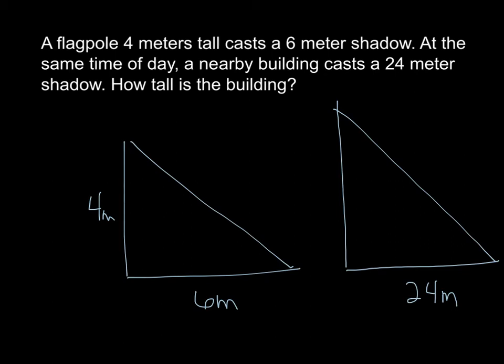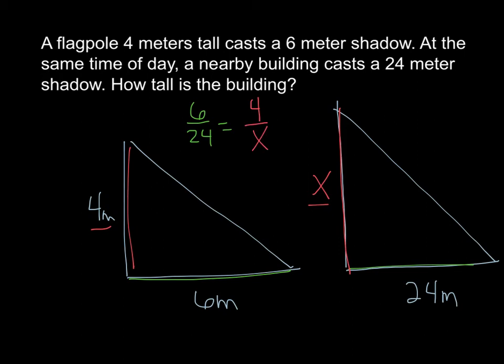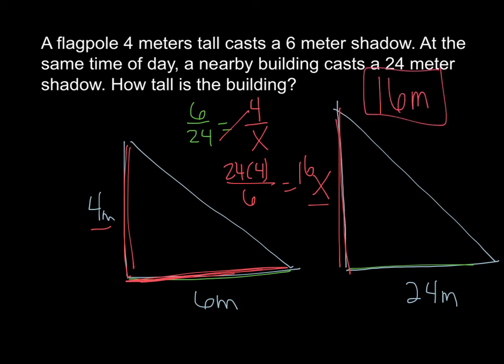Maybe this time I'm going to use my shadows first. I'll do 6 over 24 equals 4 over x, where x is our unknown side. Since I started with the shadow of the flagpole and then went to the shadow of the building, I have to do the height of the flagpole and then the height of the building. 24 times 4 is 96, divided by 6 tells me that the building is 16 meters tall.